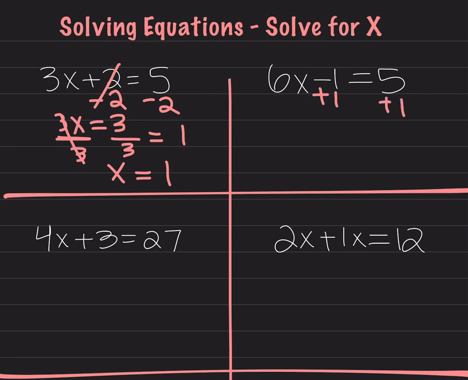Now negative 1 plus 1 is 0, so I can cross this out. Once we do the opposite operation, it lets us know that we can cross that number out. Now I'm left with 6x on the left side, and on the right side I will do 5 plus 1, which is 6. Now, since these two numbers are being multiplied, all I have to do is the opposite, which is division. Divide that entire part by 6 and this part by 6.